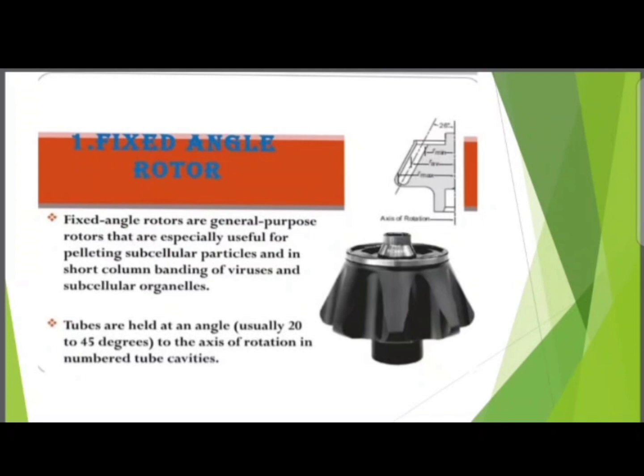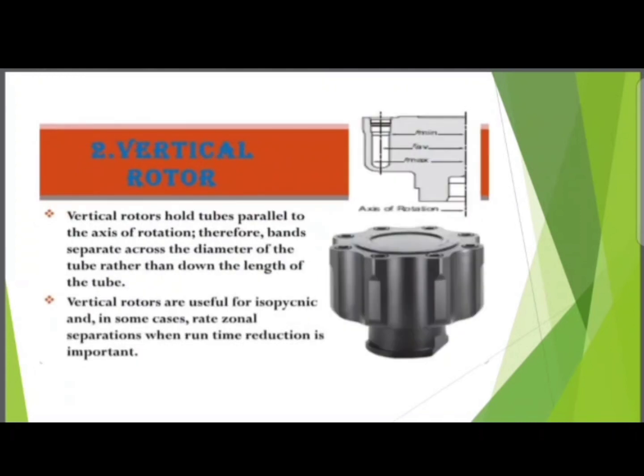What is a fixed angle rotor? Fixed angle rotors are general purpose rotors that are especially useful for pelleting subcellular particles and in short column banding of viruses and subcellular organelles. Tubes are held at an angle of 20 to 45 degrees to the axis of rotation in numbered tube cavities.